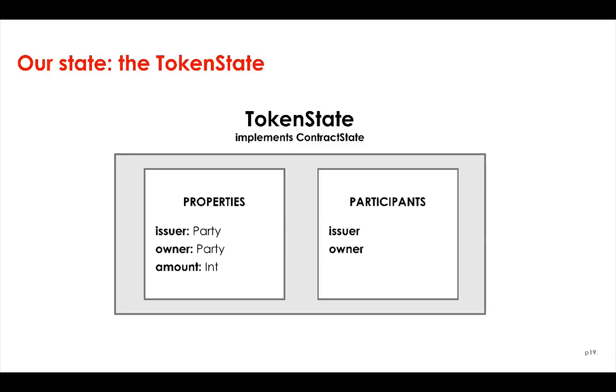And the token state will also require 3 fields to store information. Firstly, an issuer field of type party, representing the issuer of the token state. An owner field of type party, representing the party the token state is being issued to. And an amount field of type int, representing the quantity of the token state represents. All of these fields will be part of the token state's constructor. So let's implement token state now.